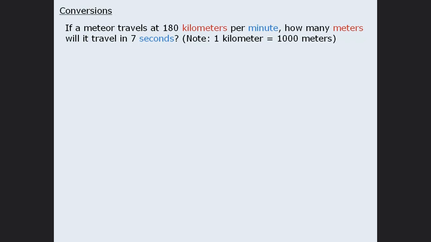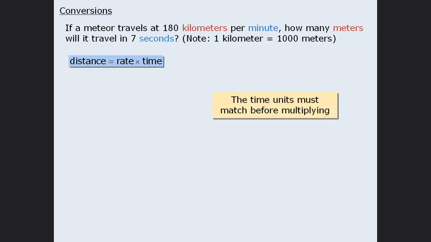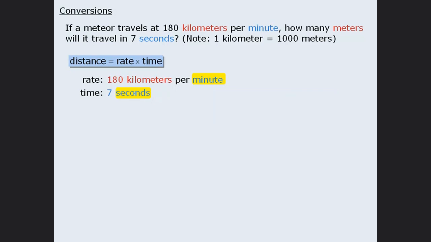Since we are trying to find the distance traveled, we will apply the distance formula. However, before we can apply this formula, we must first have matching time units. At the moment, the rate is measured in kilometers per minute, and the time is measured in seconds. So to ensure that we have matching time units here, we can either convert the minutes into seconds, or we can convert the seconds into minutes. Since it is easier to convert minutes into seconds, let's do that.